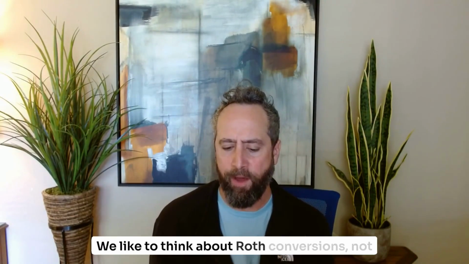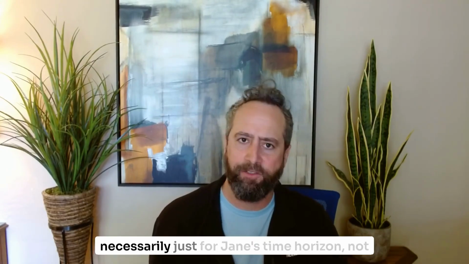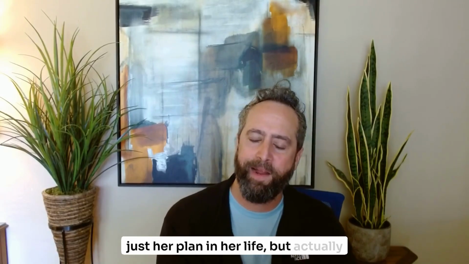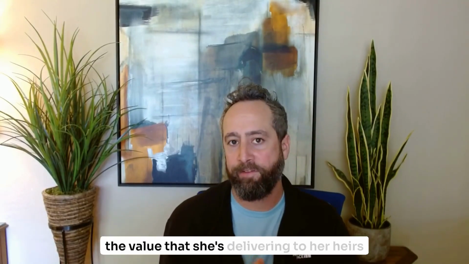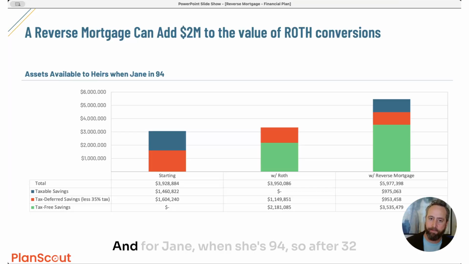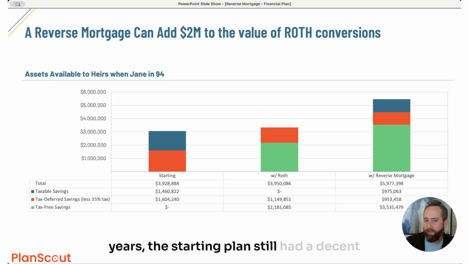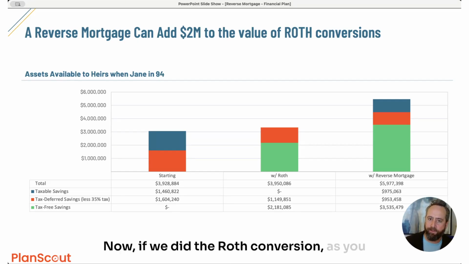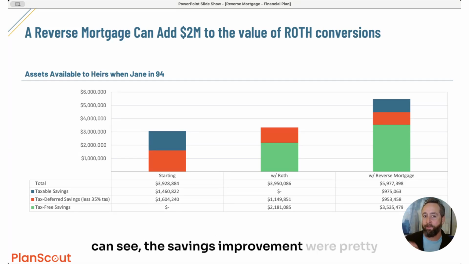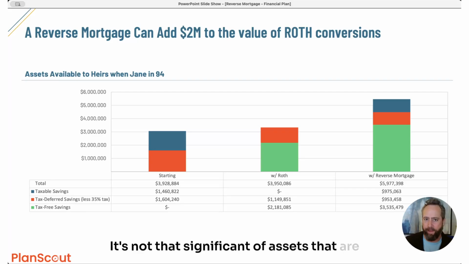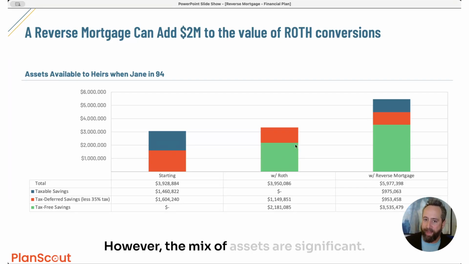We like to think about Roth conversions not necessarily just for Jane's time horizon, not just her plan in her life, but actually thinking about the value that she's delivering to her heirs and how to maximize assets to her heirs. And for Jane, when she's 94, so after 32 years, the starting plan still had a decent amount of assets going to her heirs, almost $4 million. Now, if we did the Roth conversion, as you could see, the savings improvement was pretty modest. It's not that significant of assets that are changing. However, the mix of assets is significant.